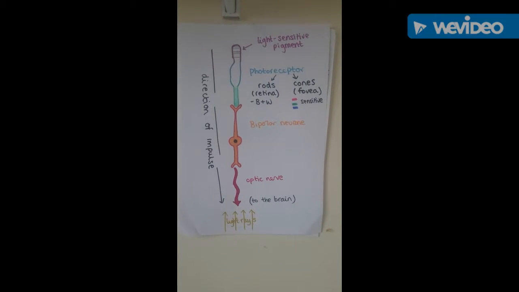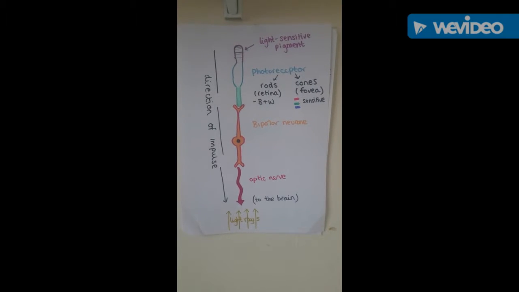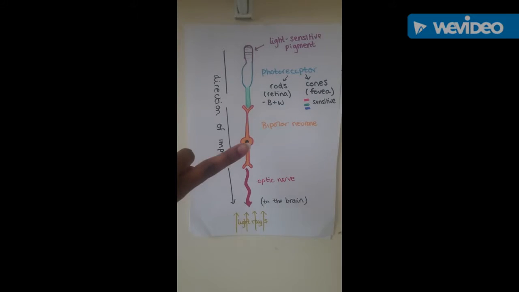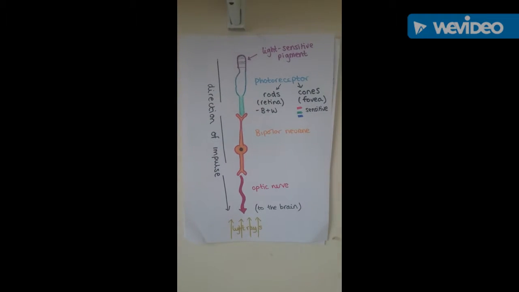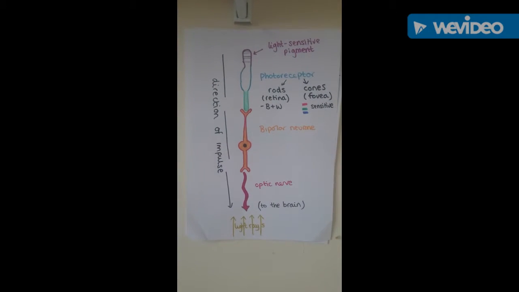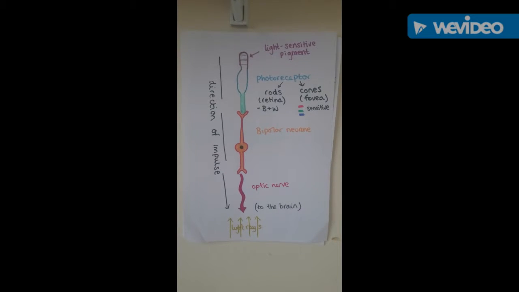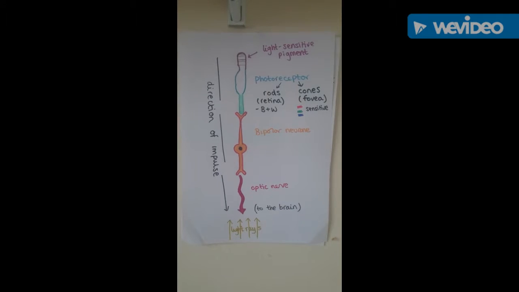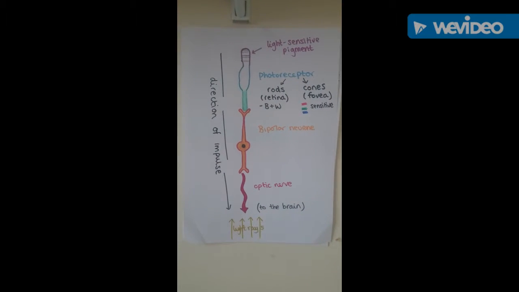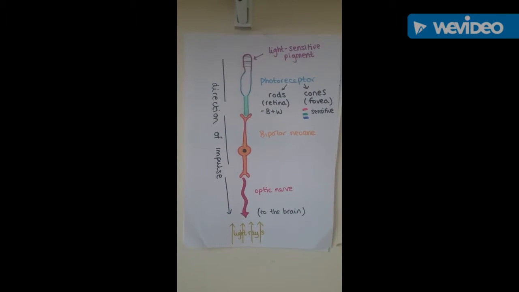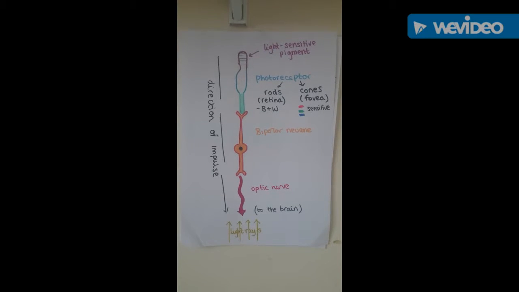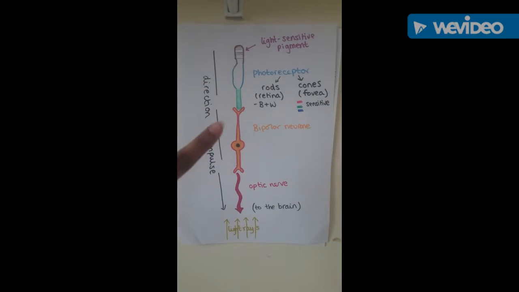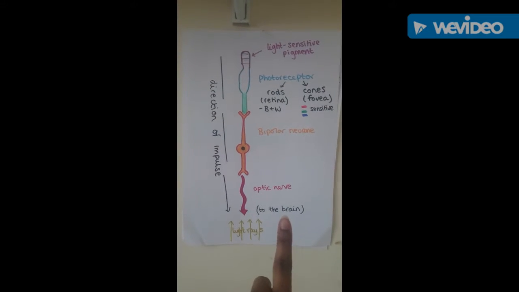Photoreceptors and light. Light enters the eye and hits the photoreceptor. It passes straight through the optic nerve and the bipolar neuron to the photoreceptor. At the photoreceptor, the light is absorbed by the light-sensitive pigments up here. When the light reaches those sensitive pigments, it bleaches them, causing a chemical change. This triggers a nerve impulse along the bipolar neuron to the optic nerve, straight through to the brain.